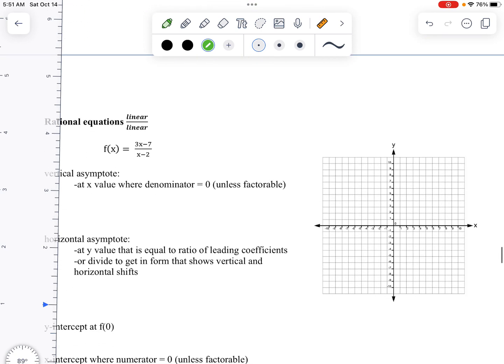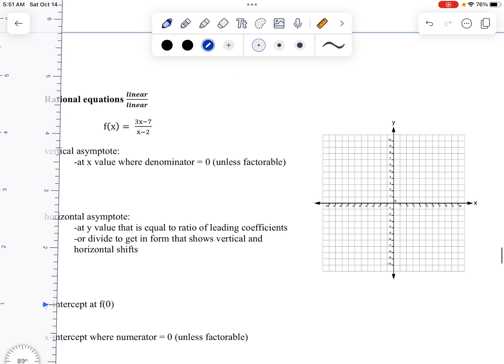Now, what happens when things get a little more complex? Well, rational functions could get really complex, and we could spend a whole month on them, but we're just going to go over the basics. So we want to first look at linear over linear. When we have a rational function where the top function is linear and the bottom function is a line, what does that look like?